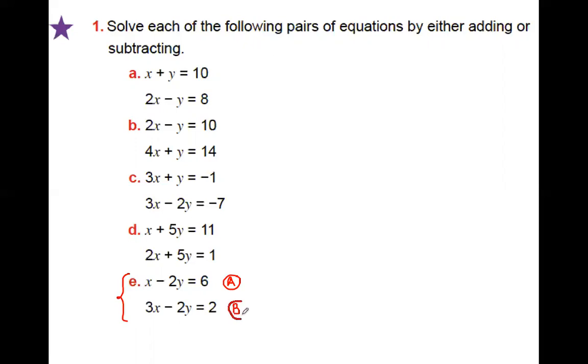I'm looking at x and y, and this time what I can see is I've got negative 2y at the top and negative 2y at the bottom. They are both the same. So to get rid of them, because they're the same, I can just take away B from A. So in order to eliminate y, I'm just going to do A minus B.